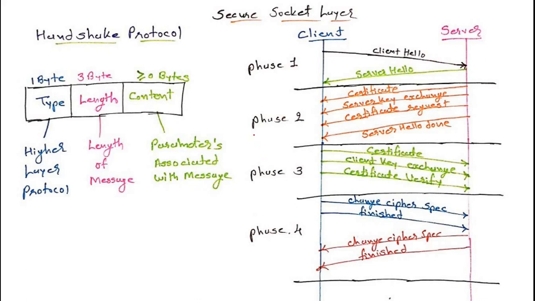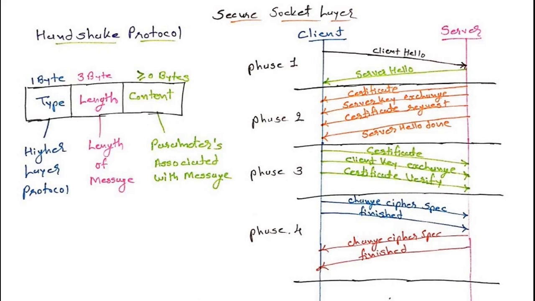Let's see how the handshake protocol works. It basically works in 4 phases. In the first phase, the client sends a client hello message and the server responds with a server hello message. That is for testing purposes. Like whenever we are going to communicate with another person, we just say hi, good morning, hi, hello. These are for testing whether the line is actually connected or not. So that is phase number 1.